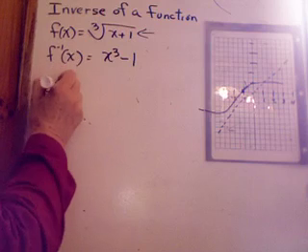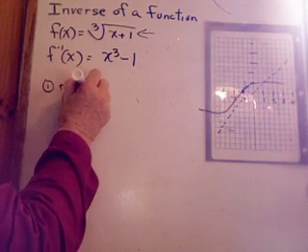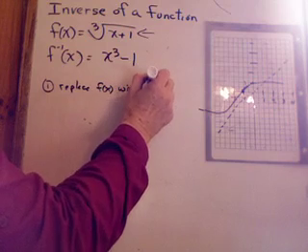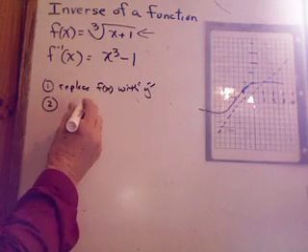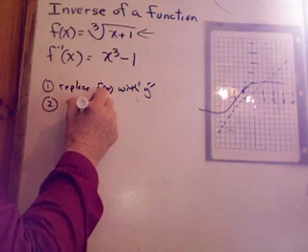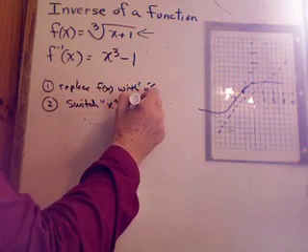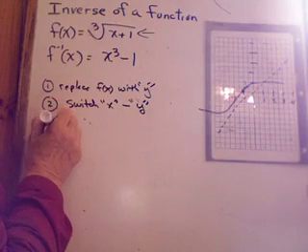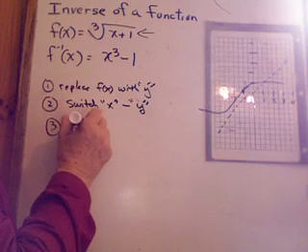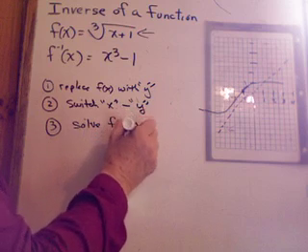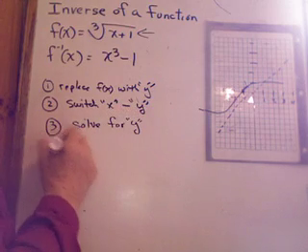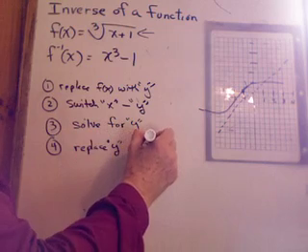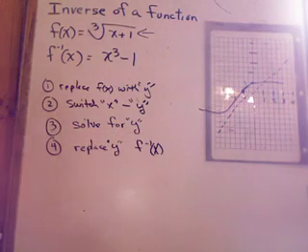The first step is replace f of x with y. The next step is to switch the x's with the y's, all of the x's with all of the y's, and vice versa. Step 3 is solve for y, and step 4, replace the y with the f inverse notation, because you found the inverse.